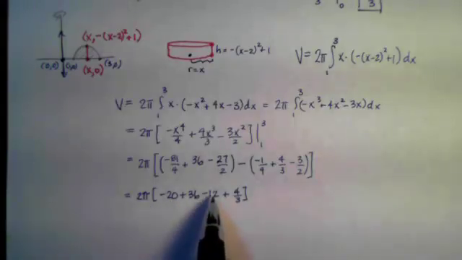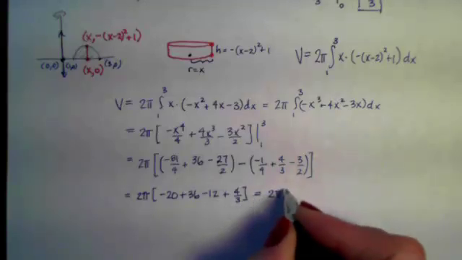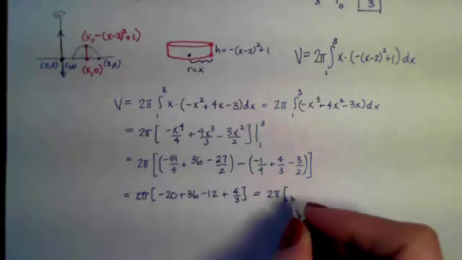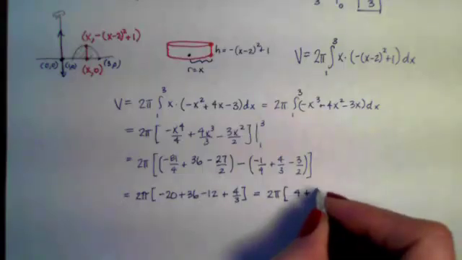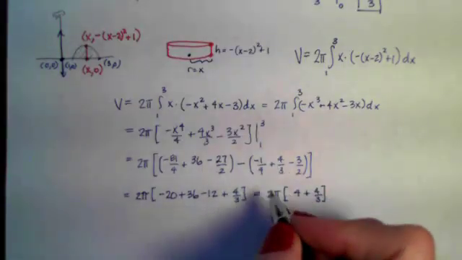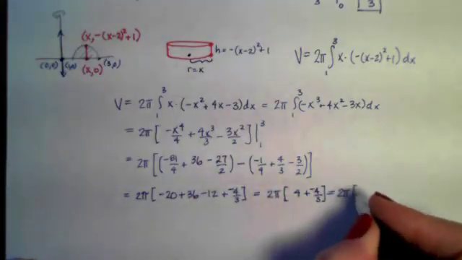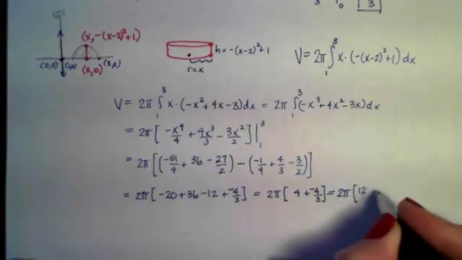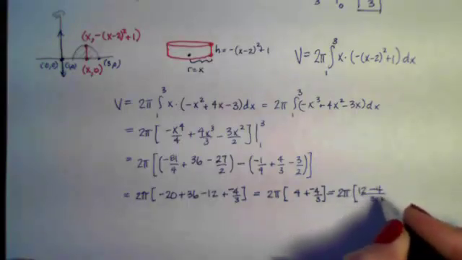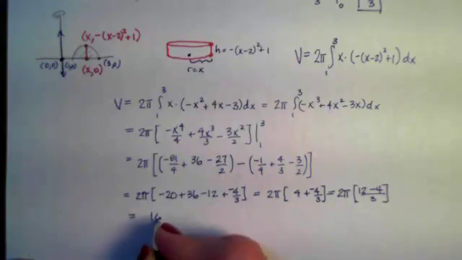I get a negative 32 plus a 36. Well, that is a 4 plus a 4/3. Oh, sorry, this is a minus 4/3. That makes more sense. Sorry, guys. 2 pi times, there's my 12 minus my 4 all over 3. So I have a 12 minus 4 is an 8 times a 2. There we go. We get the 16 pi over 3.